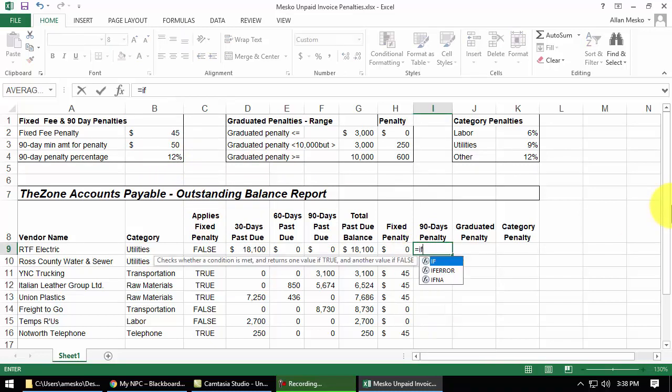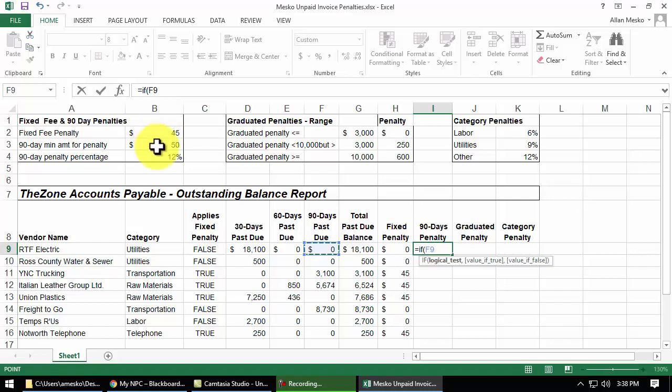So we want to refer to those cells. So equals if, where's my 90-day past due? It's right here, isn't it? If that thing is greater than or equal to this amount, and we want that to be absolute, dollar signs on both. If that thing's greater than 50, then what are we going to do? We're going to apply a 12% penalty to the balance. What does the word of mean if we say 12% of your balance? It means multiply, doesn't it? So if that's true, if I owe more than $50 for 90 days, then I'm going to take this number, 12%, absolute, and I'm going to multiply it.